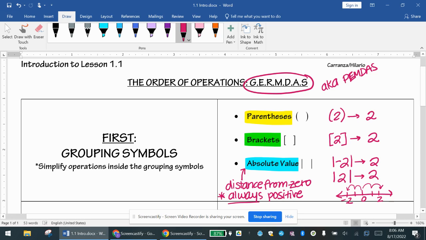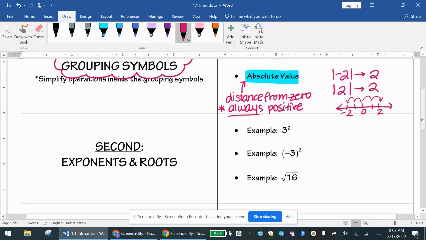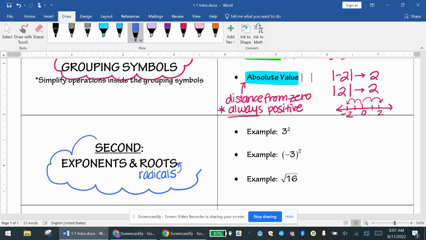The next part of the order of operations after grouping symbols, remember you're always going to do that first, and we're going to practice this soon, okay? After you look for grouping symbols, you're going to look to see if there are any exponents or roots. Roots are also, you'll see later on in your math career, called radicals. Roots, radicals. But that's what you're always going to do second when you're simplifying an expression.